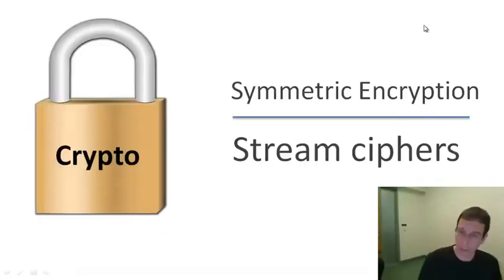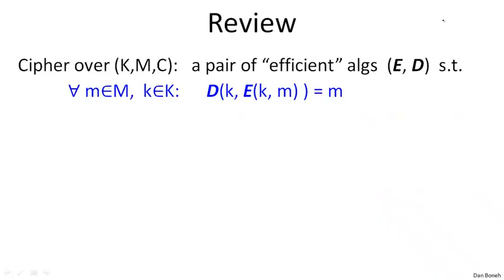Now that we know about the one-time pad, let's talk about making the one-time pad more practical using something called the stream cipher. But before we do that, let's do a quick review of where we were. Let me remind you that a cipher is defined over a triple of sets called a key space, a message space, and a ciphertext space. And a cipher is a pair of efficient algorithms called E and D. E stands for encryption and D stands for decryption. The only property that we need to satisfy is that decryption is the opposite of encryption. In other words, if I encrypt a message M using a particular key and I decrypt using the same key, I get back the original message.